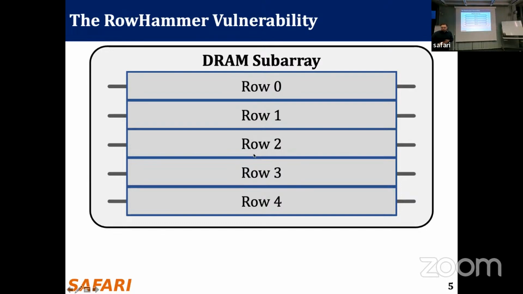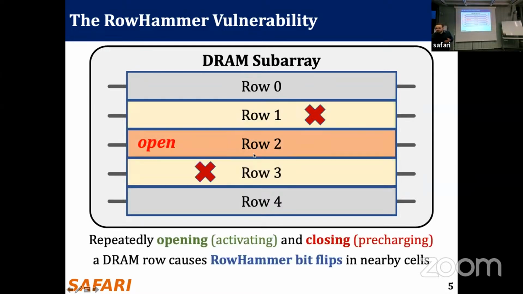This has been shown many times before, but I will just go through this animation. Let's say you have some data in row 2, and you open this row by activating this word line, and then you close it. And then you do this many times. If you do it many times, then you can induce bit flips in the adjacent, physically adjacent rows. This phenomenon is called RowHammer.